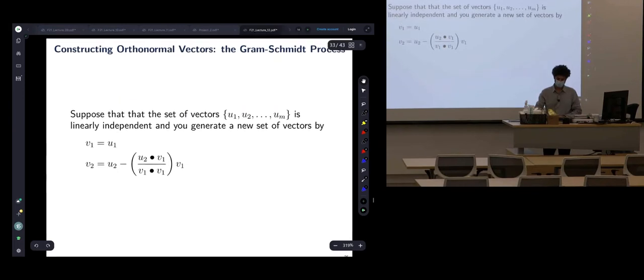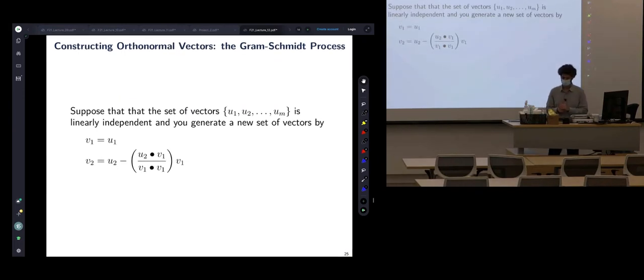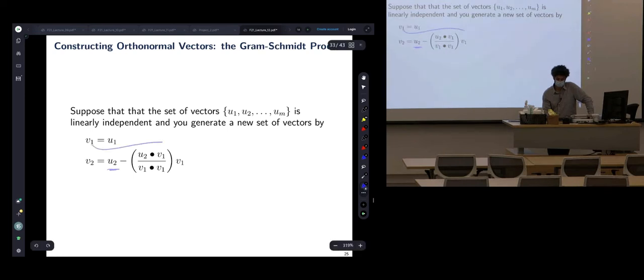The second time, use this magic formula that says pick U2 and subtract something from it. And that something is the dot product of U2 and V1. V1 was the result of the previous step, the previously chosen vector as the output. Subtract something multiplied by V1. Now, U2, we know it's already linearly independent of V1 or U1 because that was the given condition. And something multiplied by it.